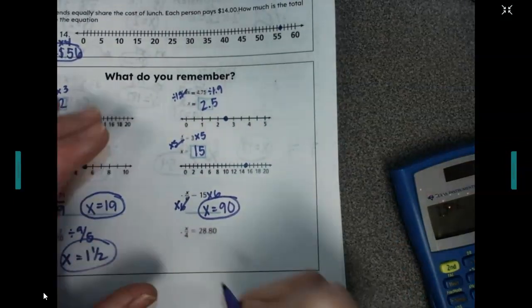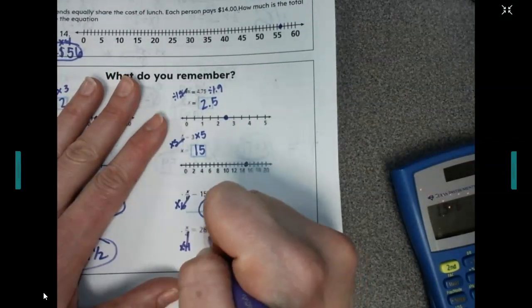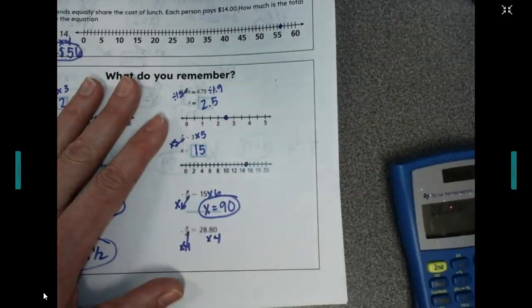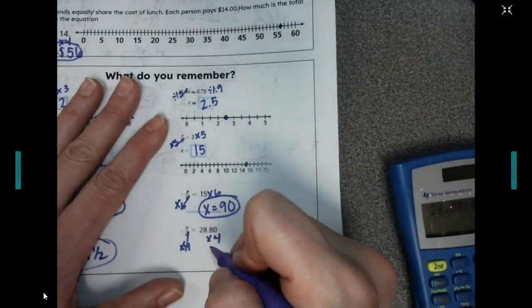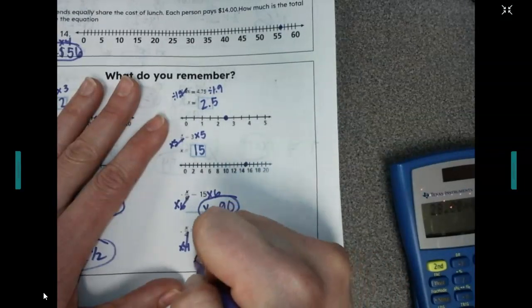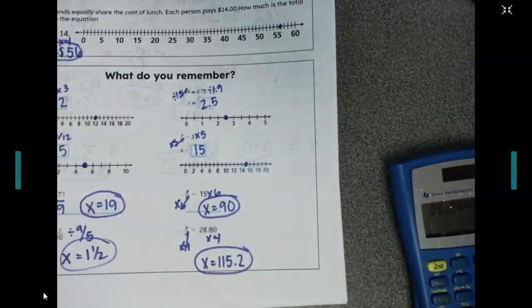The opposite of dividing by 4 is multiplying by 4. 28.80 times 4. x equals 115.2. And that is it for this lesson.